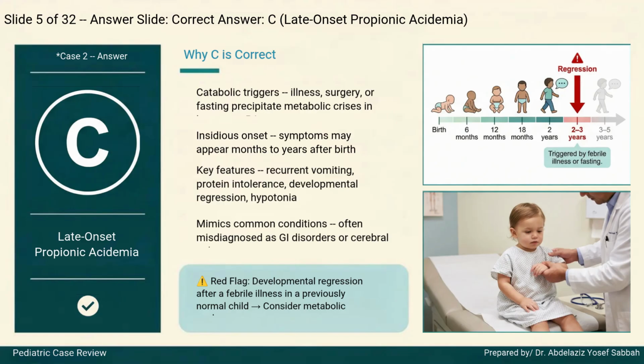In the late onset form, catabolic triggers such as illness, surgery, or fasting precipitate metabolic crises. Symptoms have an insidious onset and may appear months to years after birth. Key features include recurrent vomiting, protein intolerance, developmental regression, and hypotonia. This form often mimics common conditions and is frequently misdiagnosed as gastrointestinal disorders or cerebral palsy. The red flag here is developmental regression after a febrile illness in a previously normal child, which should always prompt consideration of a metabolic workup including plasma amino acids, urine organic acids, and acylcarnitine profile.